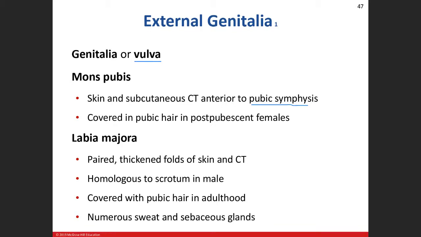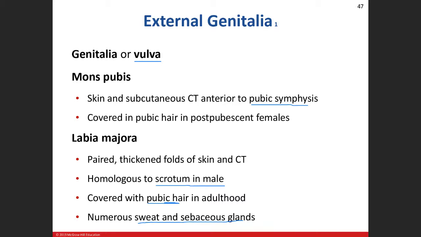Then we have the labia majora here. These are going to be the larger thickened folds of skin and connective tissue. Important to know this, it is homologous to the scrotum in males. Also, after puberty, this area is covered with pubic hair, and it's loaded with sweat and sebaceous glands in that area there.